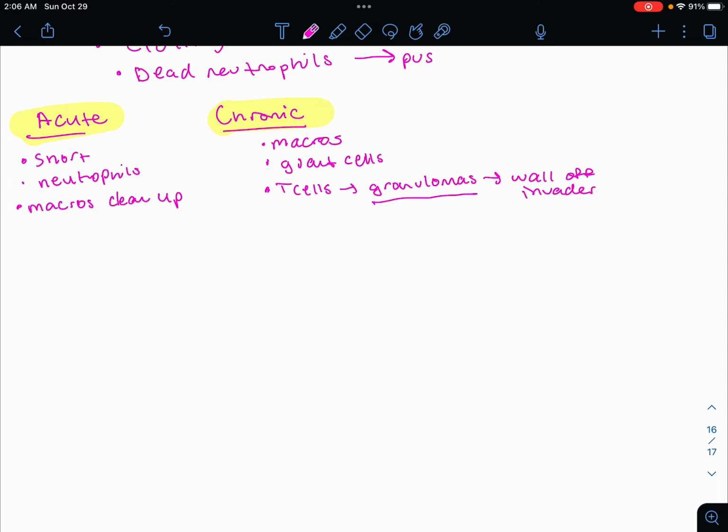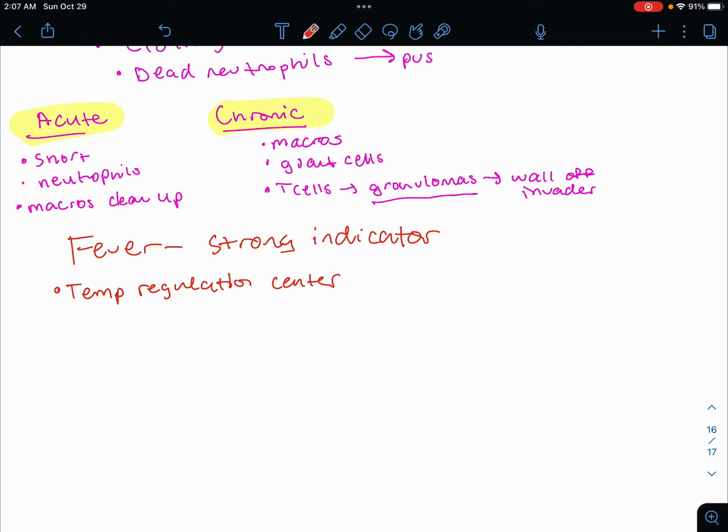Alright, fever. Now we are going to talk about fever. This is the strong indicator. It's not local, it's everywhere. It's for infectious disease, especially bacterial. We have a temperature regulation center in the brain, and this is usually at 37 degrees Celsius. However, we could get this increased because of pyrogens.